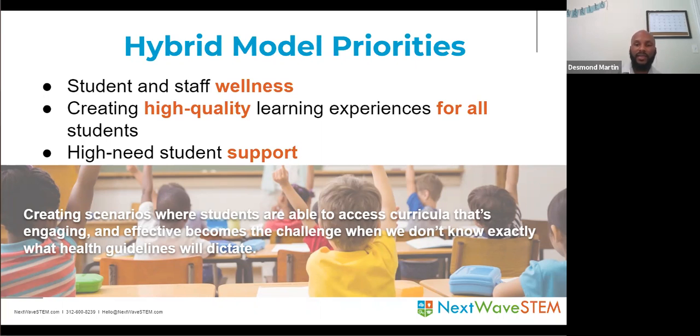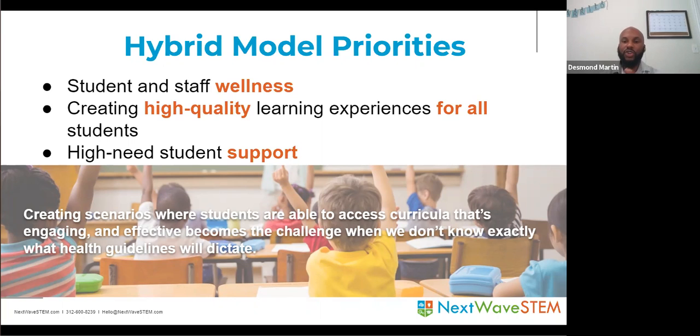And the third thing the hybrid model prioritizes is high need student support. For our students that we know need that extra time with us as instructors for enrichment, for example, or need extra access to facilities or technologies to complete their projects. Our students that we know are making a concerted effort and need more resources to find success. The hybrid model also prioritizes, in as much as we can, making those resources available.